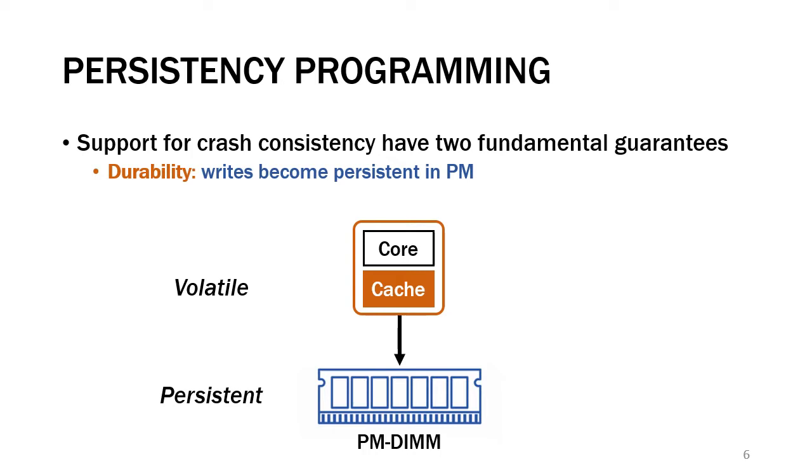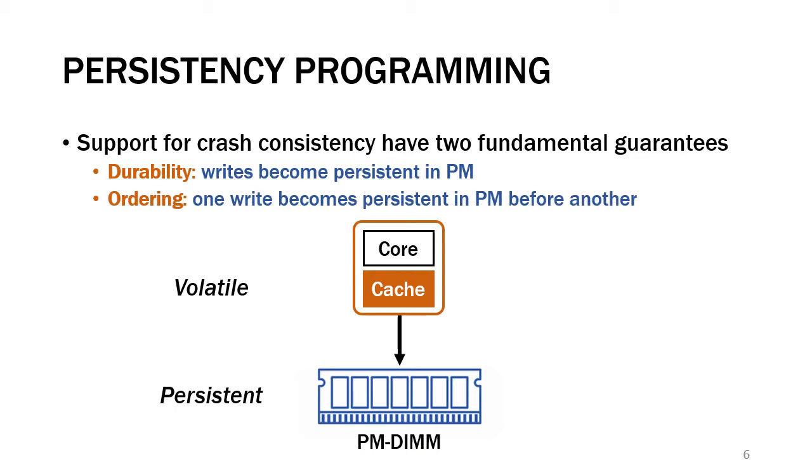The second guarantee is ordering, that ensures one write becomes persistent before another. Back to the same example, the processor writes back one chunk of data first, makes sure it's persisted, and then writes back the other chunk of data afterward. And so, the ordering between the 2 writes is guaranteed.